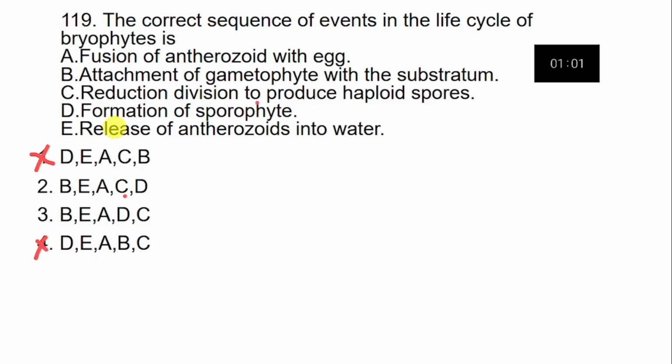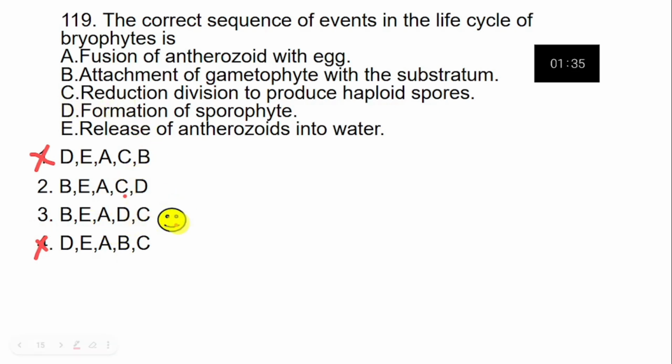C is reduction division to produce haploid spores and D is formation of sporophyte. So formation of sporophyte will happen first after the fusion, and the spores will undergo meiosis, and the release of spores will help in formation of gametophyte. So A will follow D, not C. So this is A following D. So option 3 is the right answer.